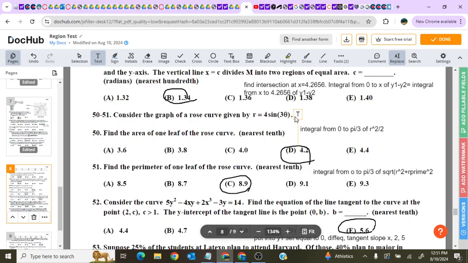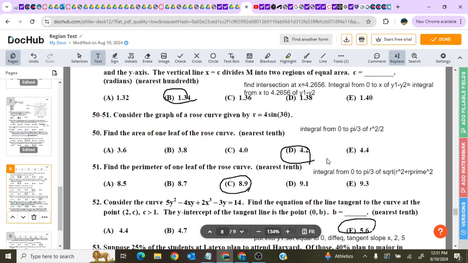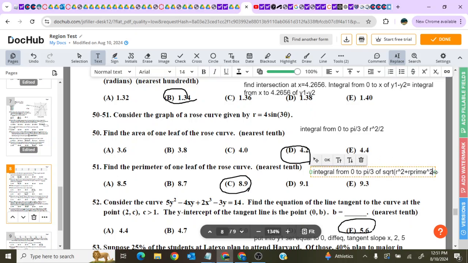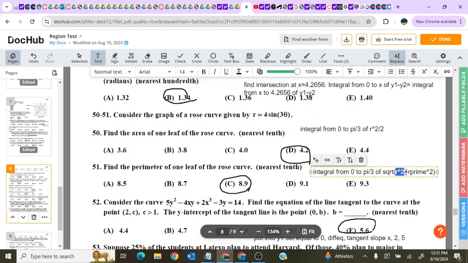Find the perimeter of one leaf. Like we said, the leaf happens from 0 to pi over 3. And now what you're looking for is the arc length. So arc length of a polar equation is the integral from your bounds of the square root of r squared plus the derivative squared. You take the derivative first before squaring it, and if you do that, you'll get a value of 8.9 as your perimeter.